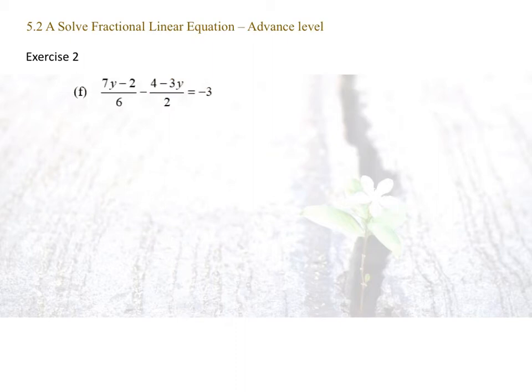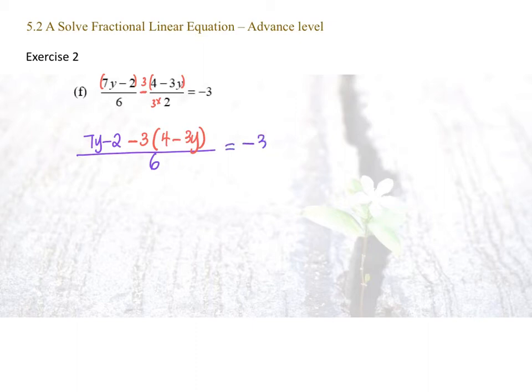Let's try one more question similar to the previous one. Again, we have two terms here. There's a subtraction with the two terms. Please make sure you add brackets to take note of the sign. Now the denominator, the LCM will be 6. We're not going to multiply anything to the first fraction, but then we'll multiply by 3. Negative 3 times 4 minus 3y. Please take note of the sign. Okay, this is minus 3 times the whole of 4 minus 3y.